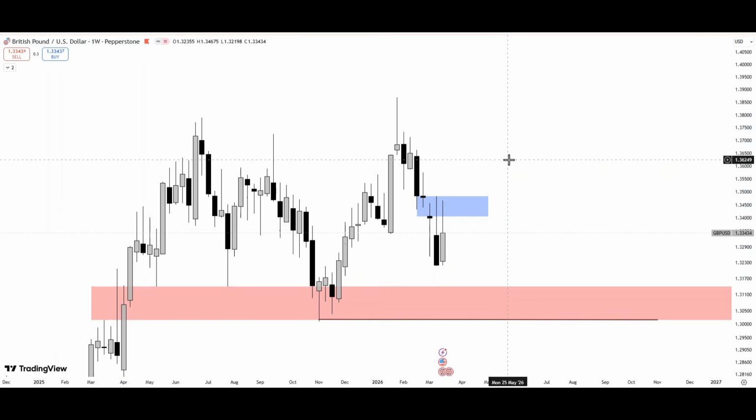So guys, EURUSD and GBPUSD are positively correlated. So for GBPUSD, you can do the analysis for yourself. Of course, it's the same thing.